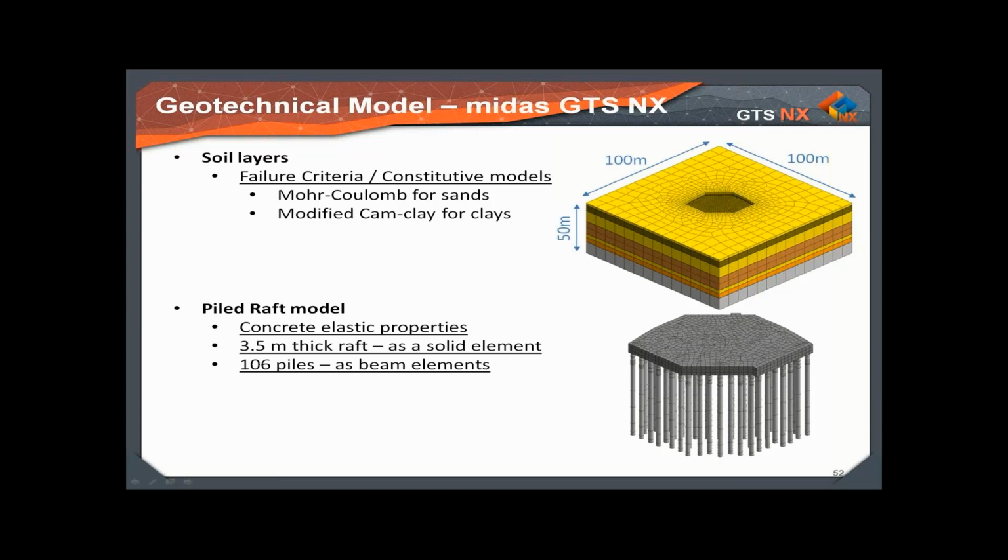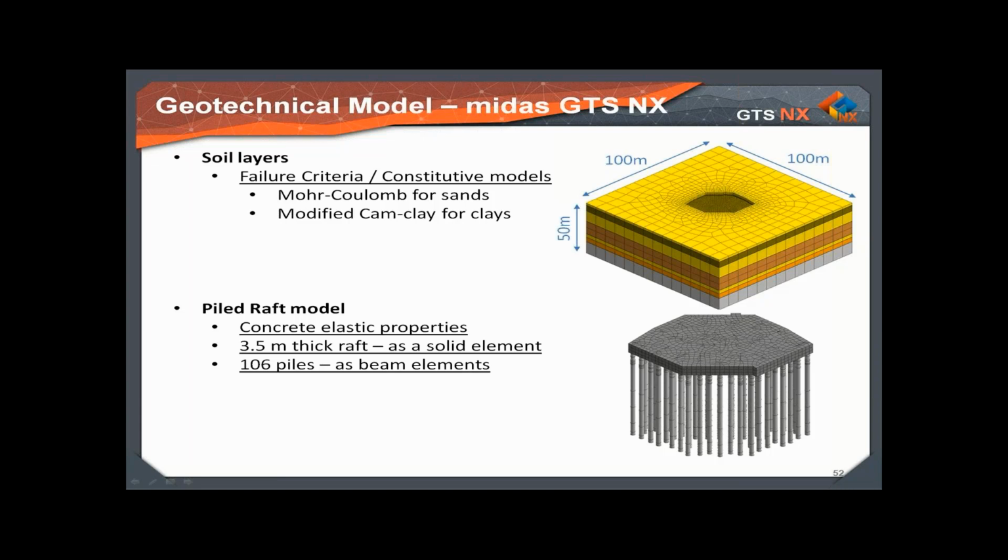For sand, the failure criterion used was Mohr-Coulomb, in which the results of the soil investigation may provide a good estimate of friction angle values. And for clays, the constitutive model used was the Modified Cam-Clay model, which is a more complex one, with some properties not defined very easily.